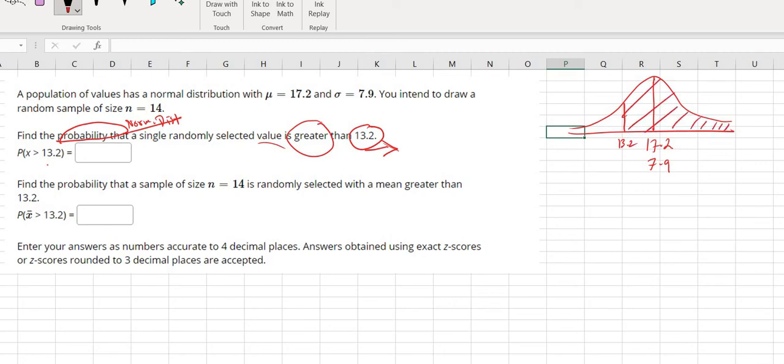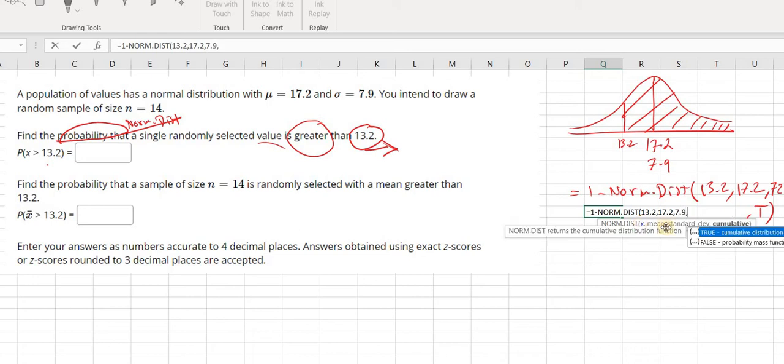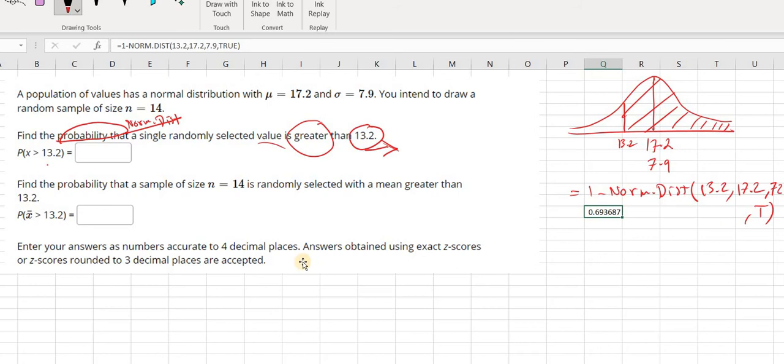And we know to find the area to the right, we're going to use 1 minus norm dot distribution of the number 13.2, comma 17.2, the mean, and then the standard deviation, and then comma true. Comma true, I'm going to write it here because it's out of the frame. Now we're going to compute that, and the answer is going to be 1 minus norm dot distribution of 13.2, comma the mean 17.2, comma the standard deviation 7.9, comma true. The answer is this. We're going to round it to 4 decimal places.